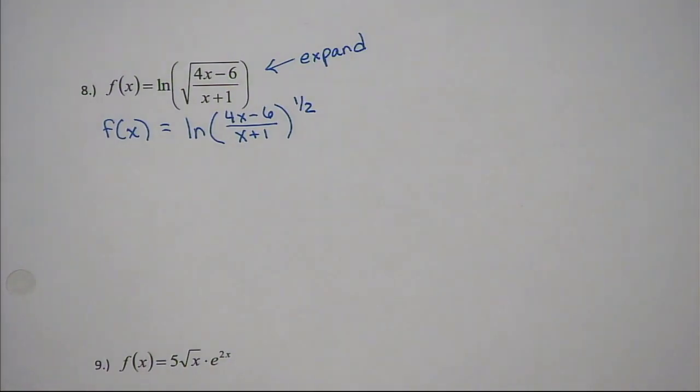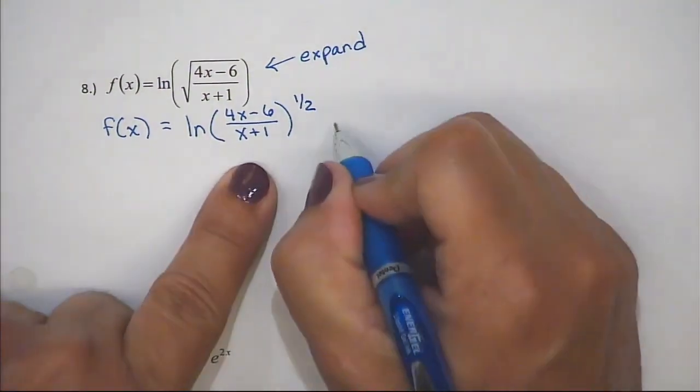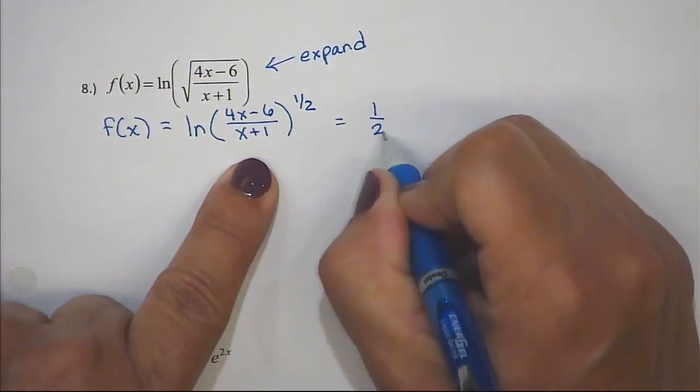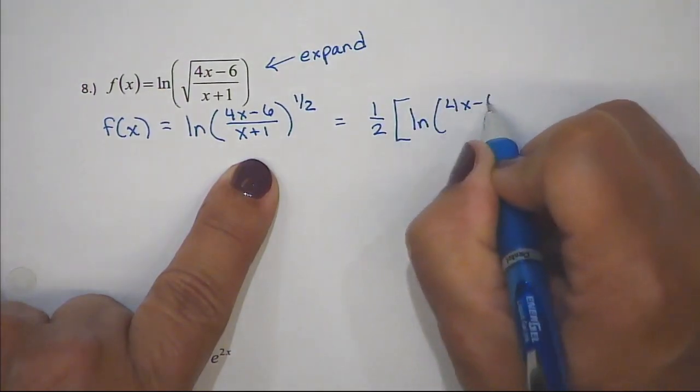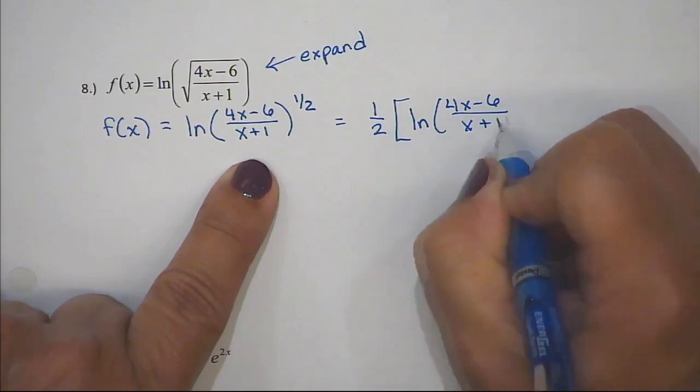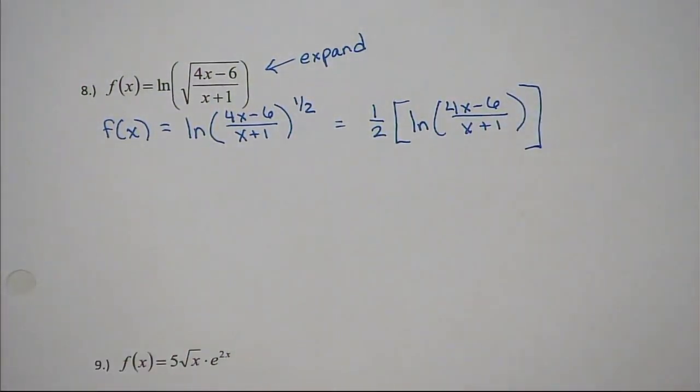All right. So the first rule for expanding is take exponents and move them to the front, right? So I'm going to expand this by bringing the 1/2 out front. So that'll be the natural log of 4x minus 6 over x plus 1.